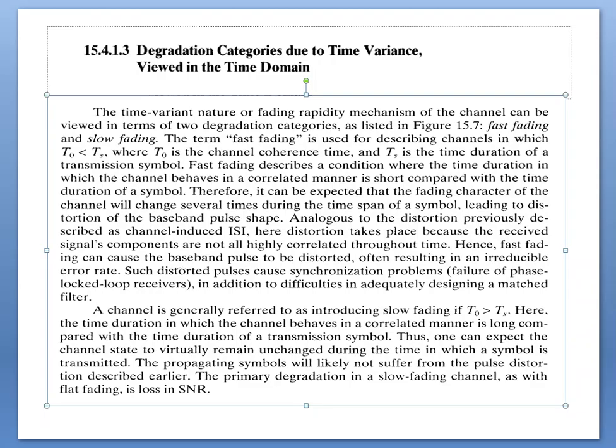Fast fading describes a condition where the time duration in which the channel behaves in a correlated manner is short compared with the time duration of a symbol. Therefore, it can be expected that the fading character of the channel will change several times during the time span of a symbol. This leads to the channel being described as inducing ISI.